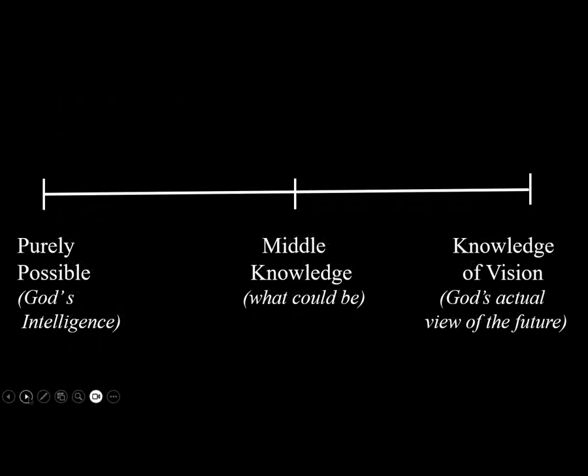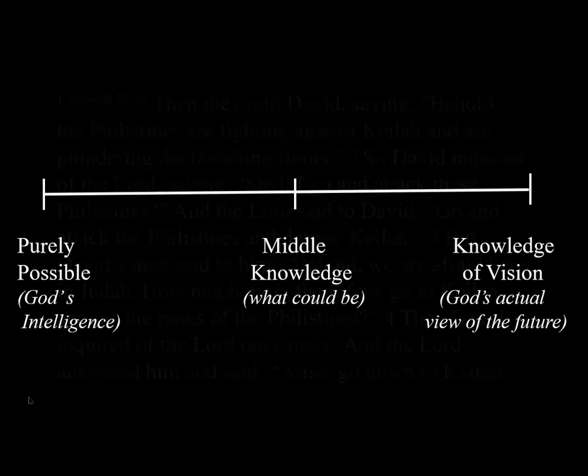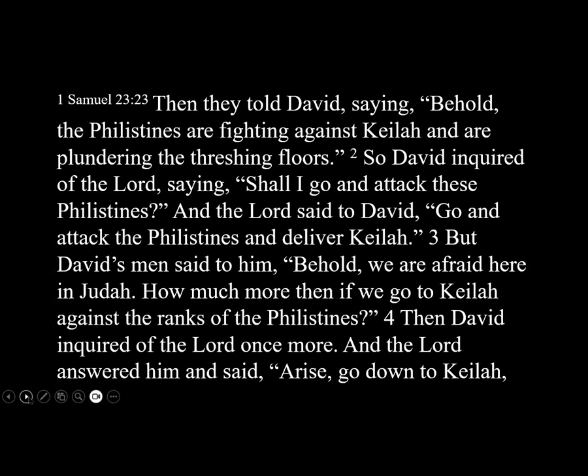So if we were to map this out as far as what's being said, over on the left-hand side is the purely possible, what God in his intelligence just knows what is possible. And over on the right-hand side is God's knowledge of vision, his actual view of the future, because he has a different relationship to time than us. But then in the middle are things that don't happen, but God knows that they could happen. Okay, so let's go to the Bible.